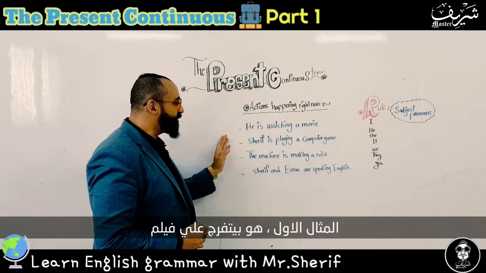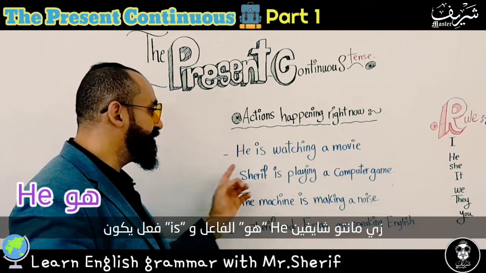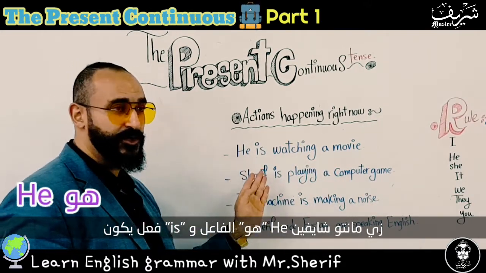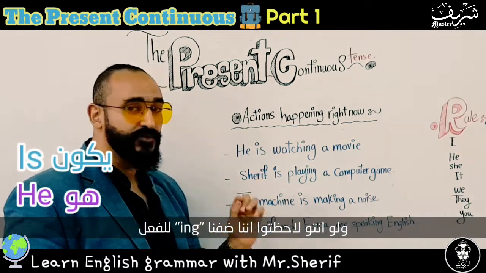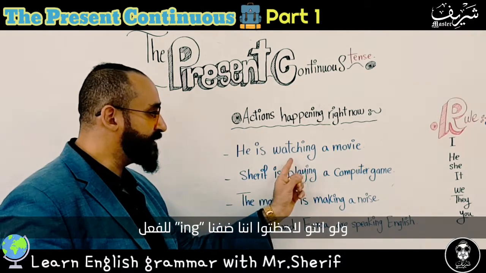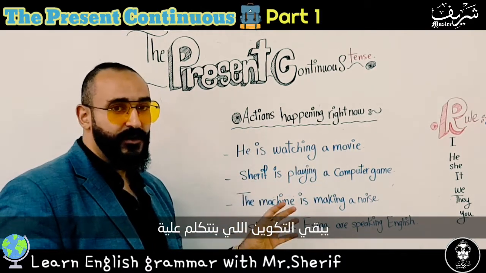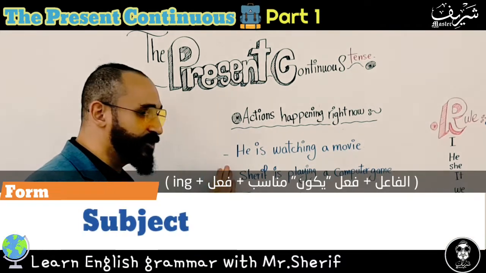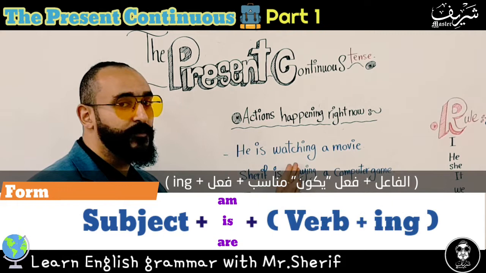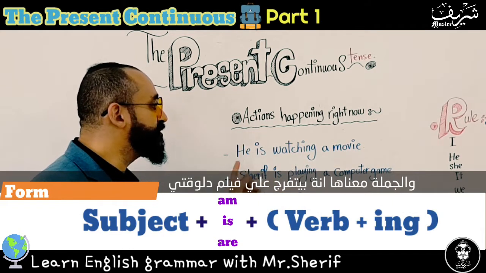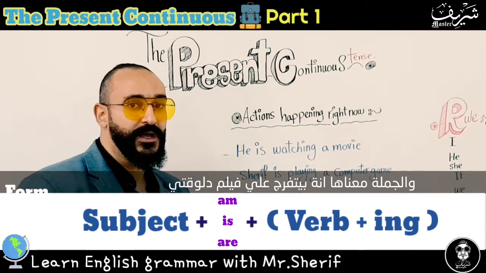So the first one that we have here, he is watching a movie. As you can see here, he is the subject, is a be verb, and you noticed that we added ing to the verb. So the form that we are talking about here is going to be the subject and the proper be verb and also verb plus ing. So he is watching a movie right now, that means he's watching it right now.